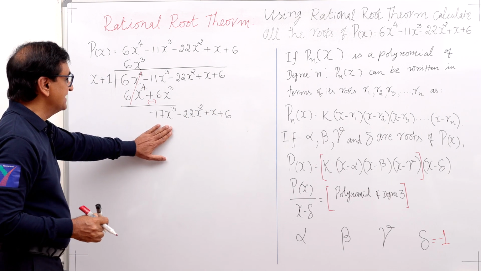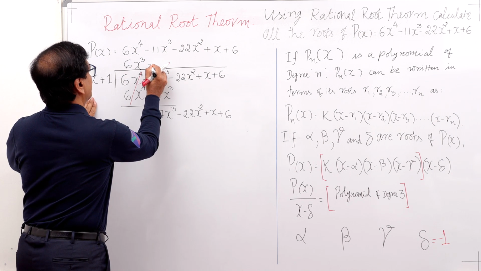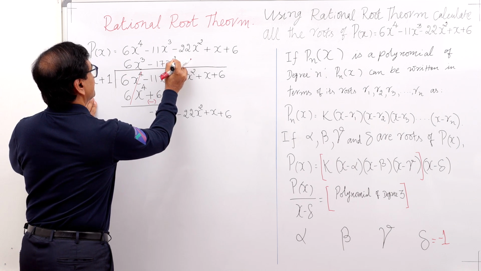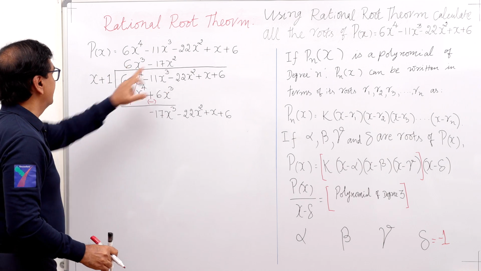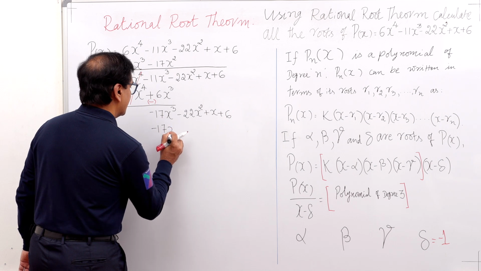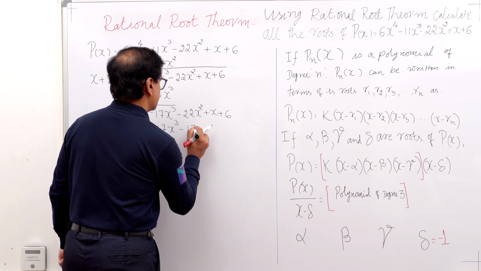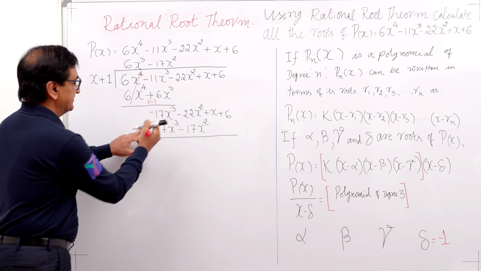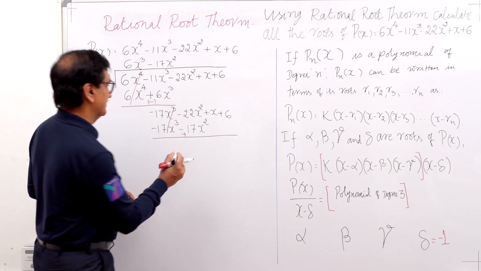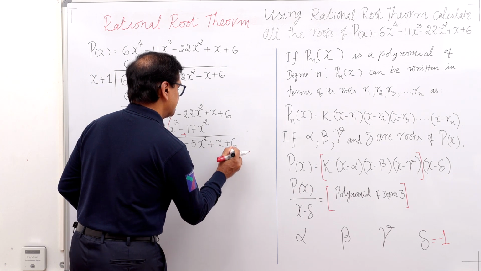Next, we have to look at the minus 17x cube. So I have to supply minus 17x square. So this will become minus 17x to the power 3, then minus 17x square. These two get cancelled. You have plus here. So you have minus 5x square plus x plus 6.